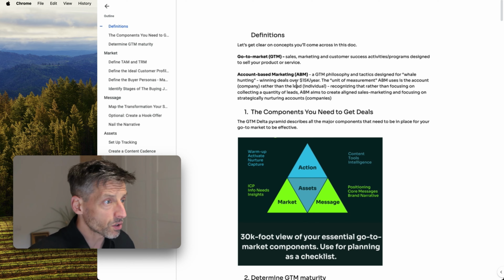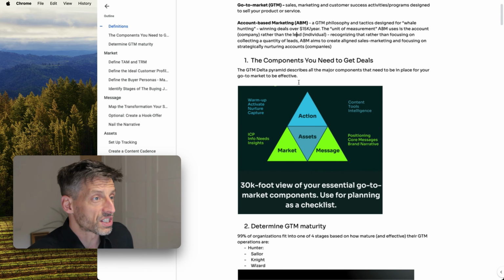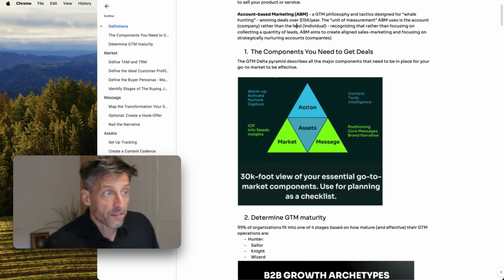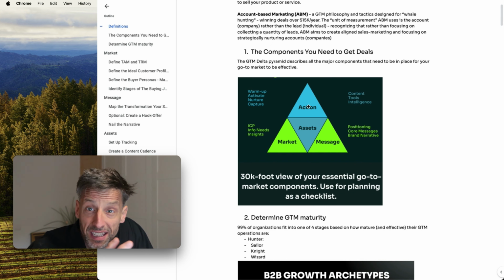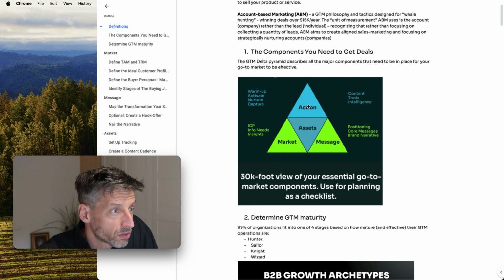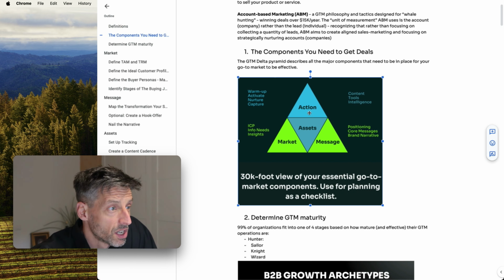All right. With that out of the way, what are the components that you need to get deals? And this by far is the best model that we have used to explain everything that we're doing, everything that will take your offering, your product or service, from being virtually unknown into the hands of the ideal buyers. So we call this the GTM Delta, and it's got 4 parts to it.